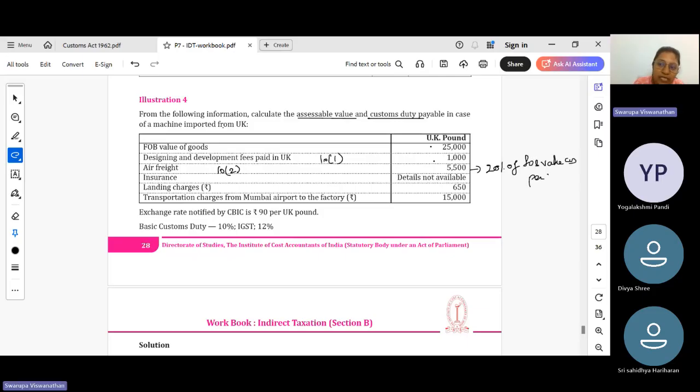FOB value as per customs. Insurance is not available, so it is again a 10.2 adjustment. It will be 1.125% of FOB value as per customs. Landing charges and transportation of material from Mumbai airport to factory. Exchange rate is notified as 10 per UK pound, and basic customs duty and IGST are also given. Okay.